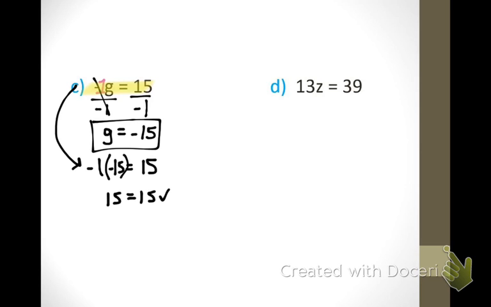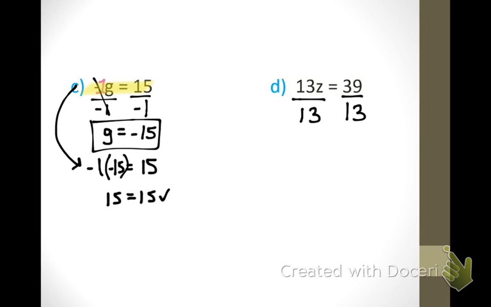All right, let's go to the next one. 13z equals 39. Identify the variable. Z. What is not allowing z to be alone? 13. Not just 13. What sign? Multiply. Multiply by 13. What's the opposite of multiply by 13? Divide by 13. What I do to one side, you must do to the other.